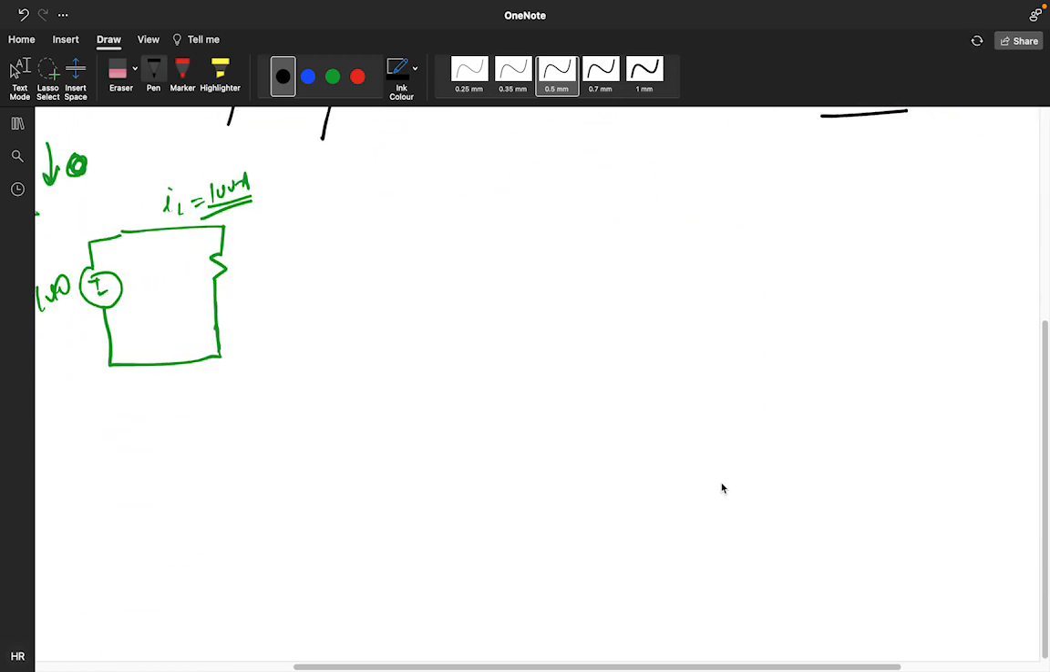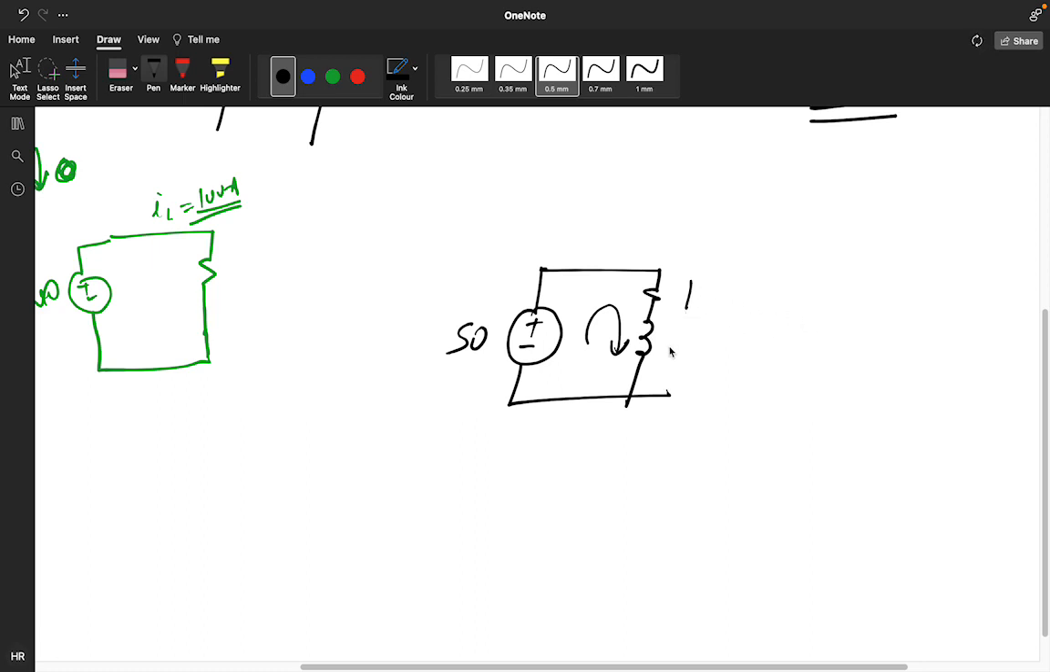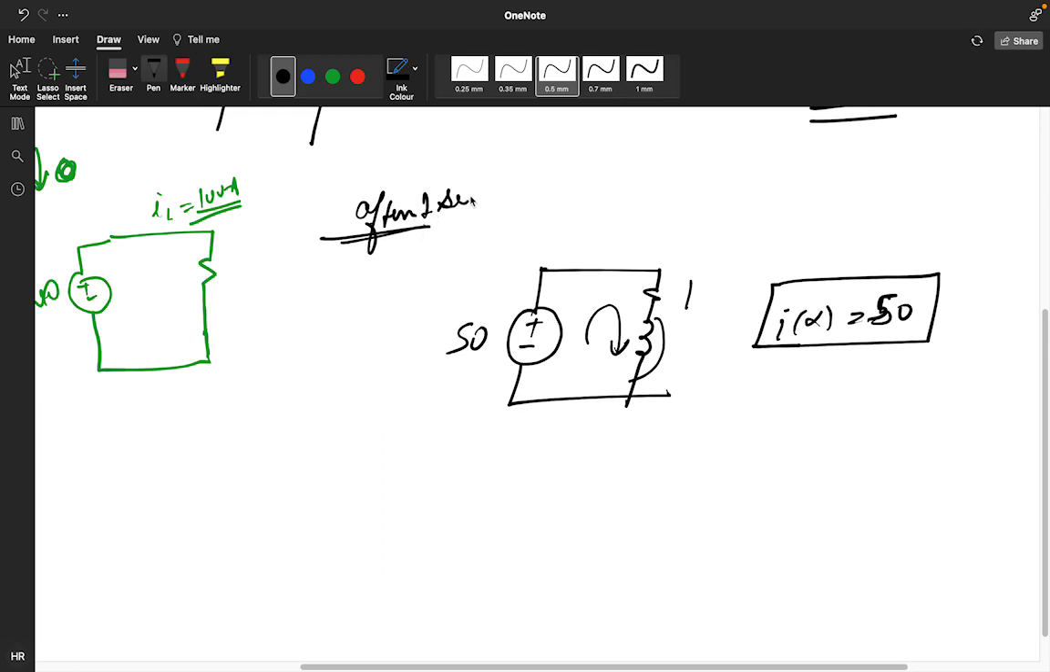Now I have a circuit like this, which has a positive negative 50, and it's connected to resistor and inductor. So at infinite amount of time, how much current will I get? This will become short circuit, so I of infinite I will get 50. Right? But we are watching this circuit after 1 second.